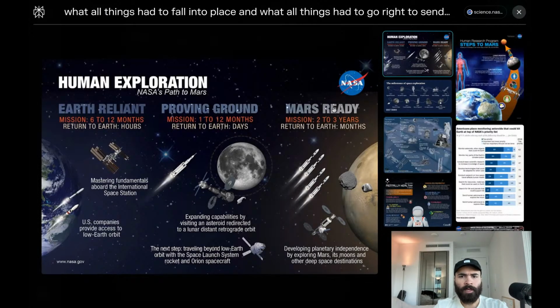Earth reliant, proving ground, Mars ready. Okay, so NASA too thought that they would go to Mars. Mission: 6 to 12 months, 1 to 12 months, and 2 to 3 years. Getting to Mars takes 2 to 3 years. Wow.